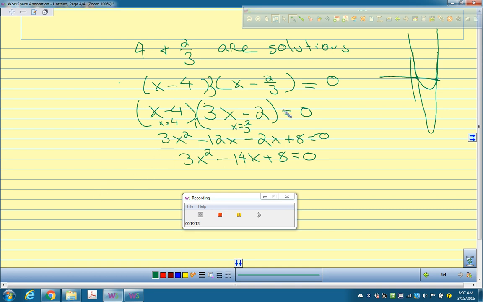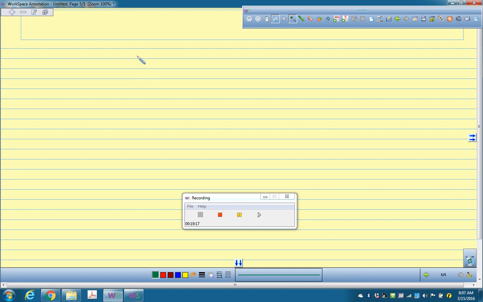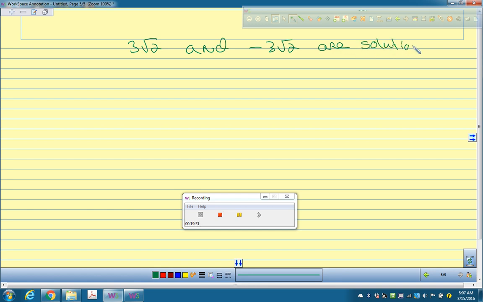Okay. What if I have, this is where it gets a little tricky. What if I know that 3√2 and -3√2 are solutions, okay? Find the equation.